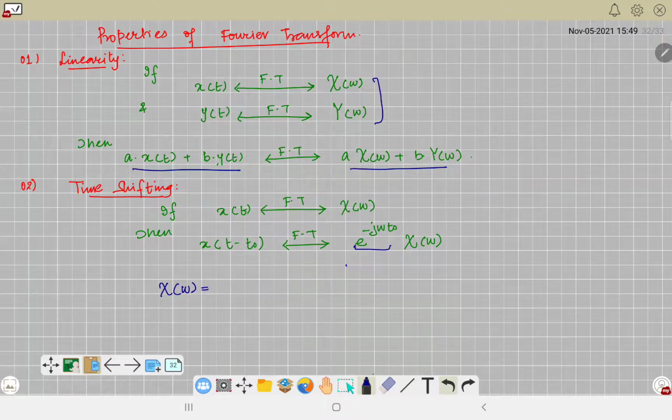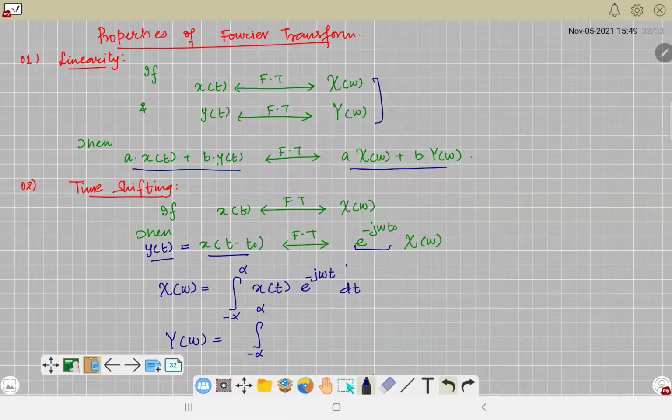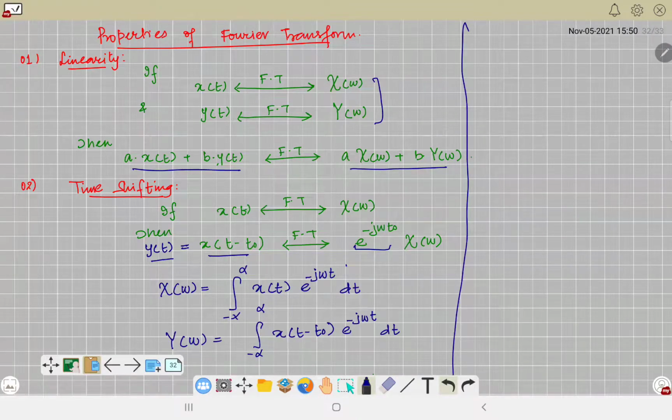So X of omega, in terms of an expression, is the integral from minus infinity to plus infinity of x of t e raised to the power minus j omega t dt. Then if I define a new signal, say y of t is equivalent to this, then the transform Y of omega will be the integral from minus infinity to plus infinity of y of t, which is the shifted version, x of t minus t naught, e raised to the power minus j omega t dt. Then you can use a series of substitutions.